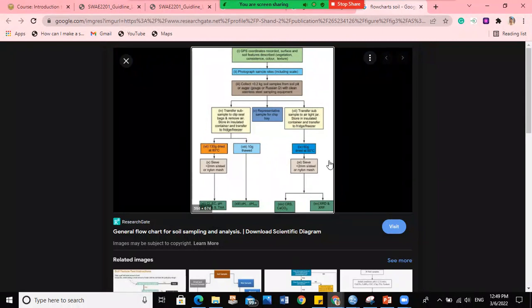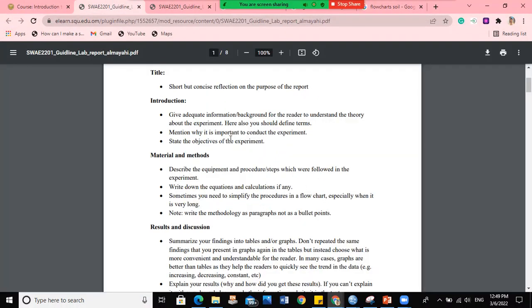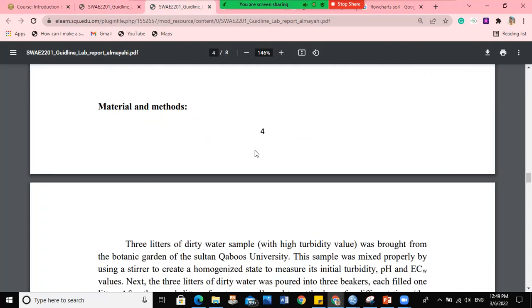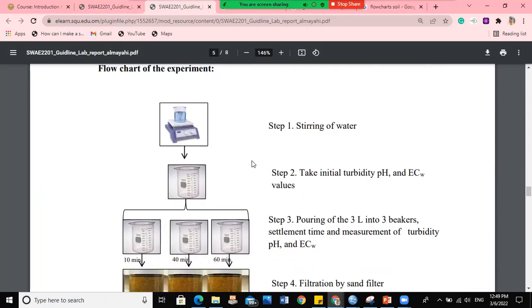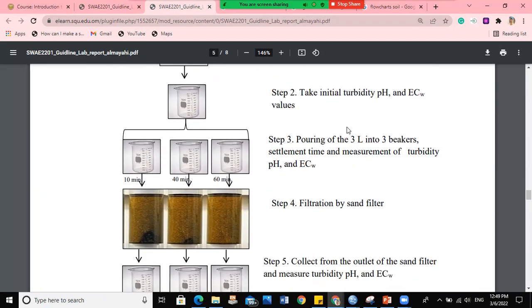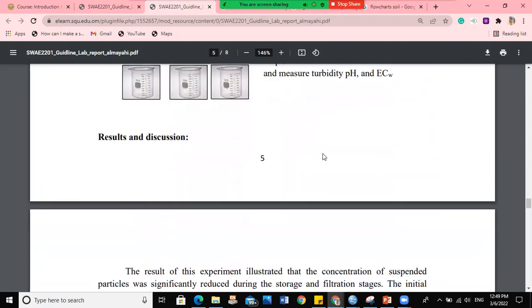Why is this important? Because it gives the reader an idea of how the experiment was conducted, and therefore he would be able to understand it very well, and also he will be able to repeat the experiment if he is interested. As you can see here in the material and method, you can use pictures to demonstrate, you can show the steps that you have, and so on.